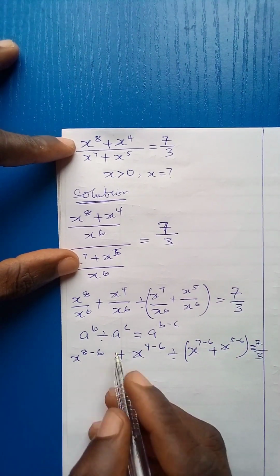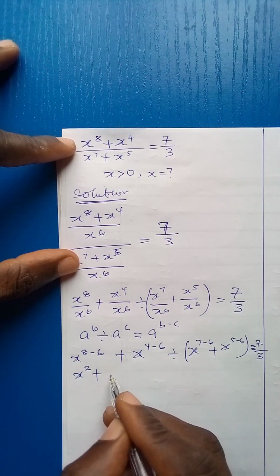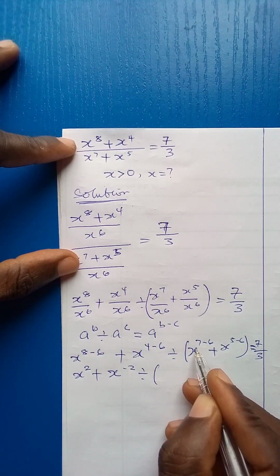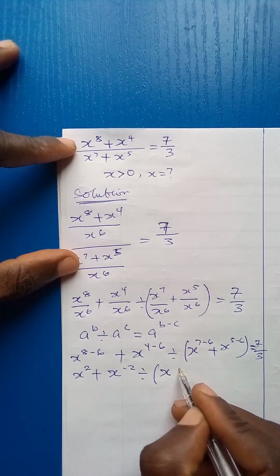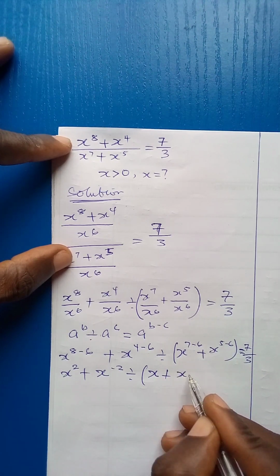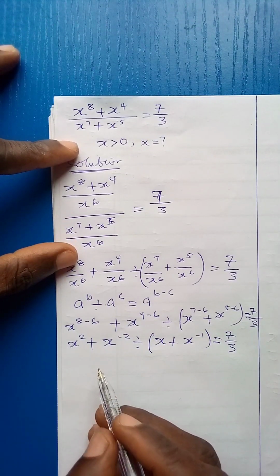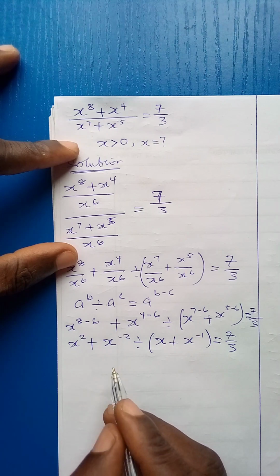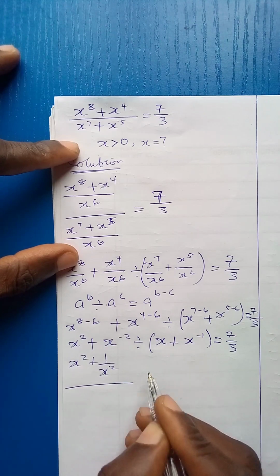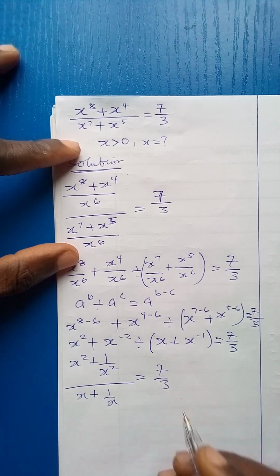Now x to power 8 minus 6 becomes x to power 2, plus x to power 4 minus 6 becomes x to power minus 2, divided by x to power 7 minus 6, that is x to power 1, plus x to power 5 minus 6 is x to power minus 1, equals 7 over 3. Now turning these ones back to fraction, I have x squared plus 1 over x squared divided by x plus 1 over x is equal to 7 over 3.